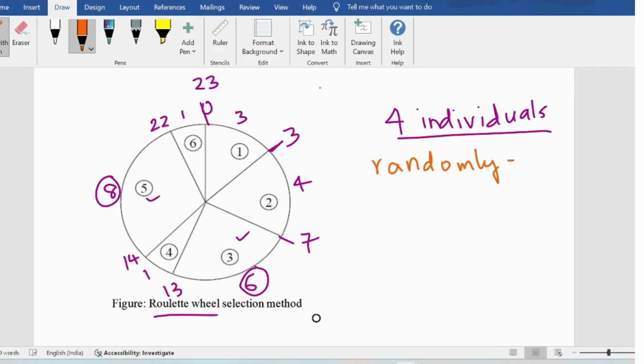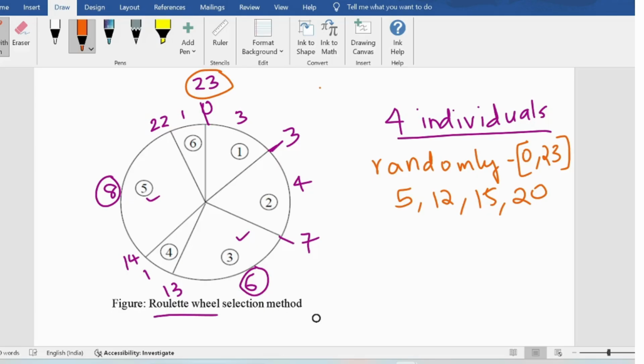In order to randomly generate 4 values, let my first value be 5. The random values will be between 0 and 23, because 23 is the highest value. So between 0 and 23, the computer will randomly generate 4 values. The first one is 5, the second one is 12, let the next one be 15, and let the next one be 20. So 4 random values we have generated between 0 and 23.